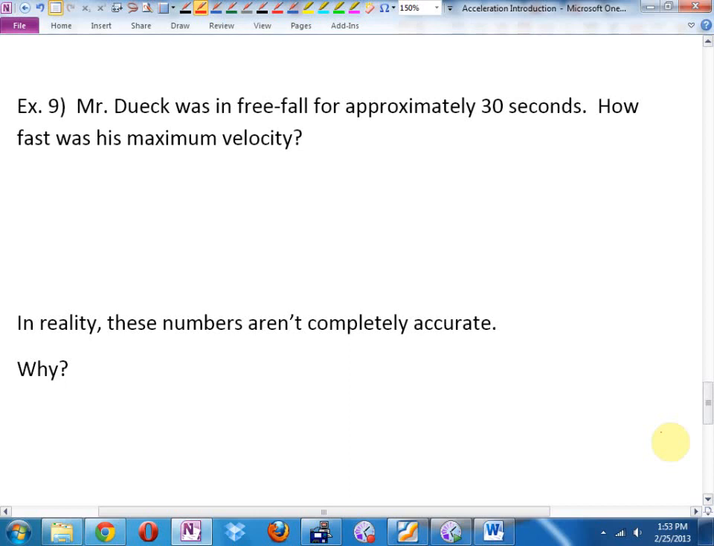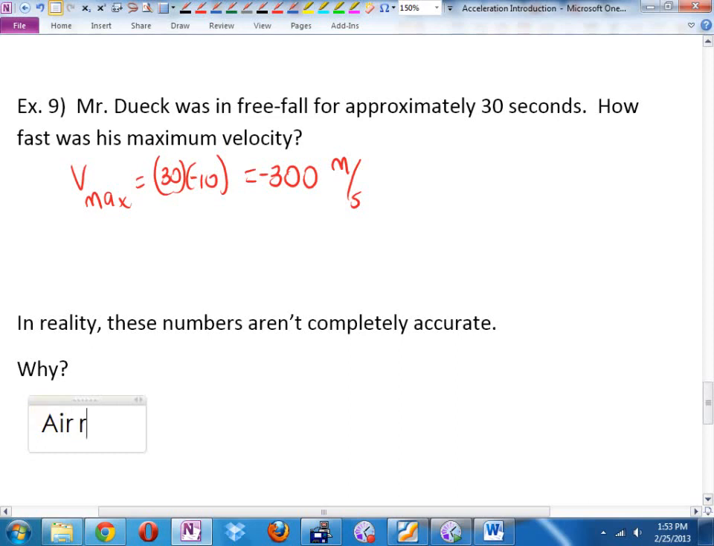So, first of all, Mr. Dueck was in free fall for approximately 30 seconds. How fast was his maximum velocity? Well, in theory, it should be negative 10 times 30, negative 300 meters per second. That's, Hayden, if there was no air resistance. In reality, terminal velocity is about 190, 200 meters per second. You start slowing down. So, in reality, these numbers aren't completely accurate. Air resistance.